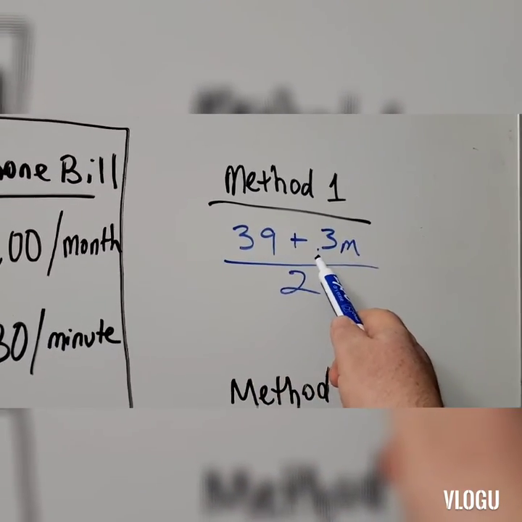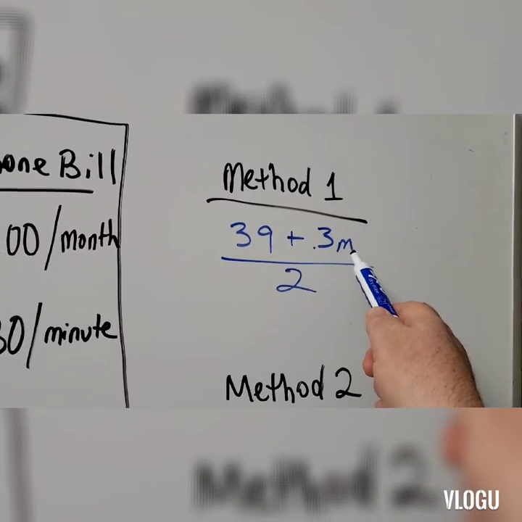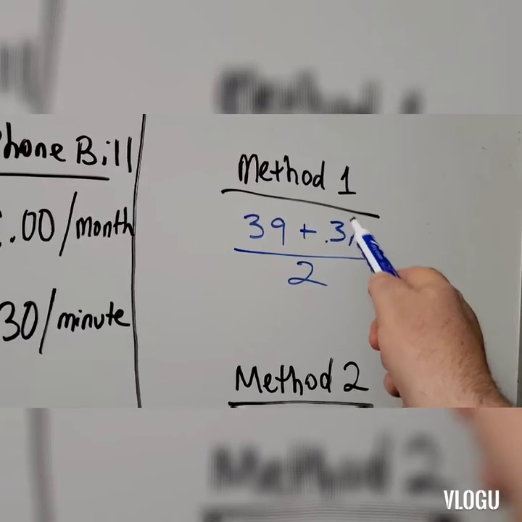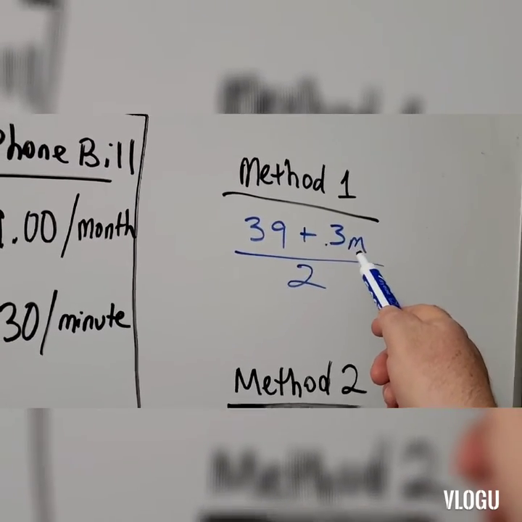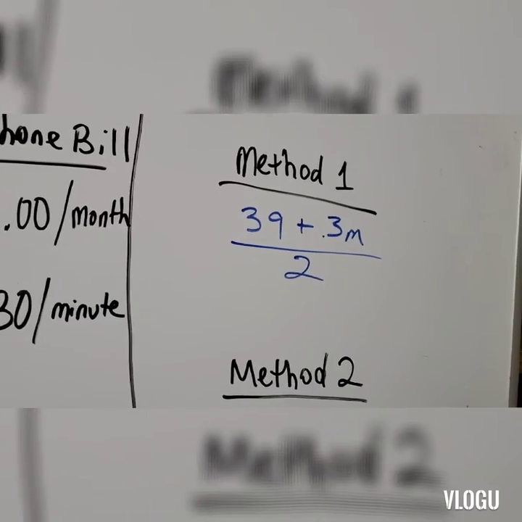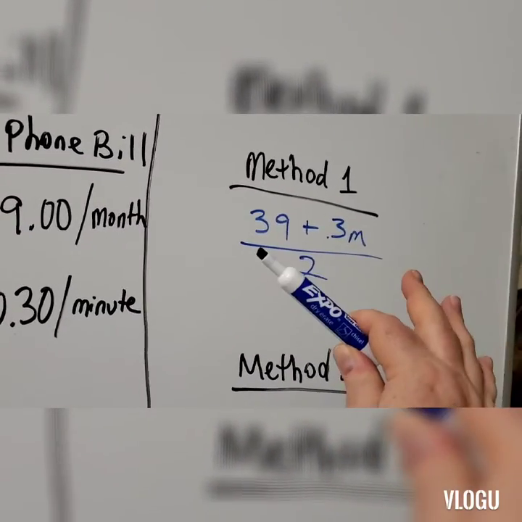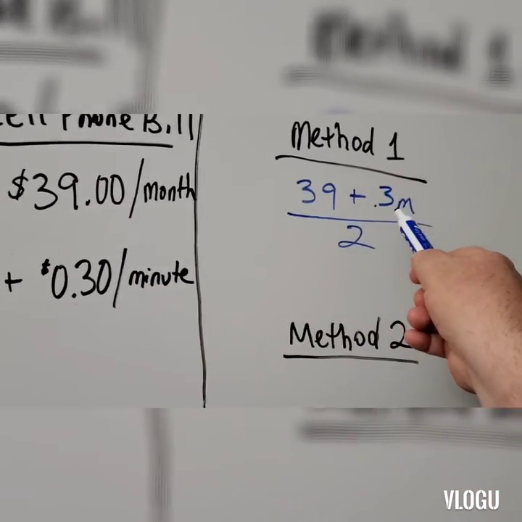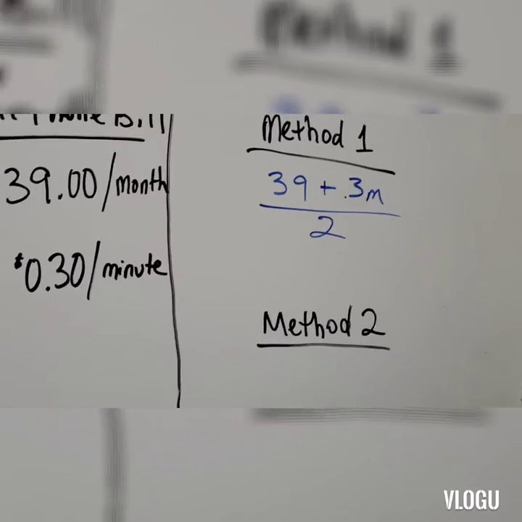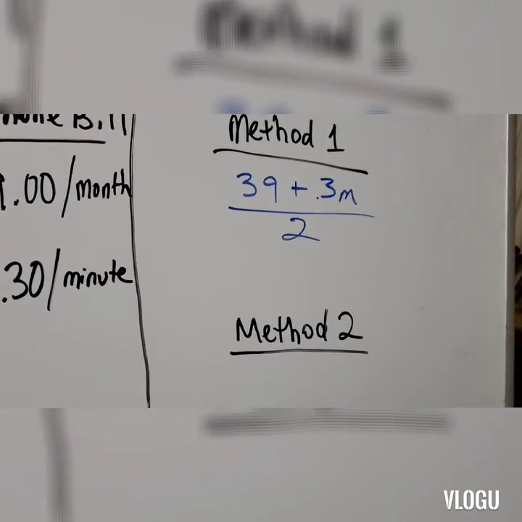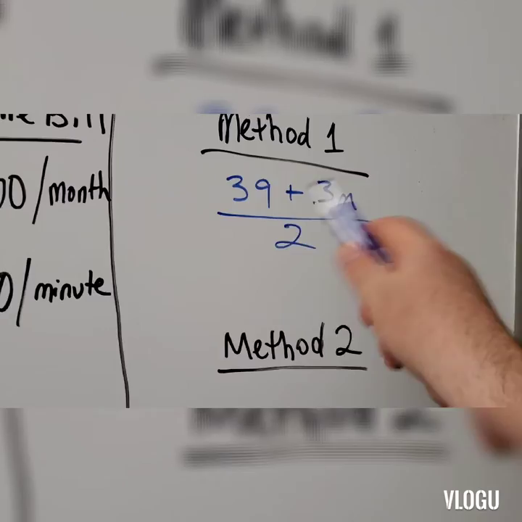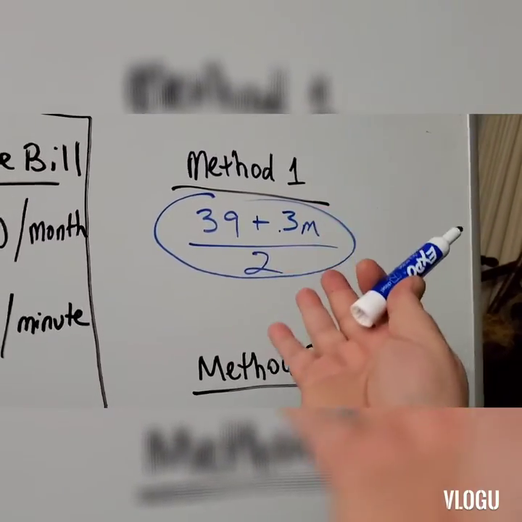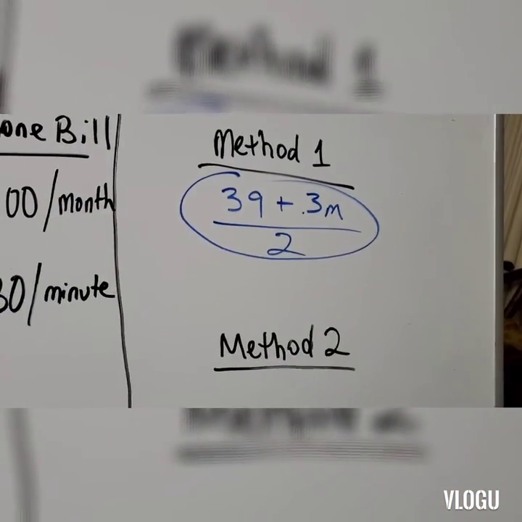$39 plus 0.3 per minute. If it's 5 minutes, it's 0.3 times 5. If it's 10 minutes, it's 0.3 times 10. If it's 1,000 minutes, it's 0.3 times 1,000. That doesn't matter, but this is the formula. 39 plus 0.3 per minute, all of that divided by 2. That is an expression. You're not going to have a final answer. This is your answer. That is a formula for this scenario.